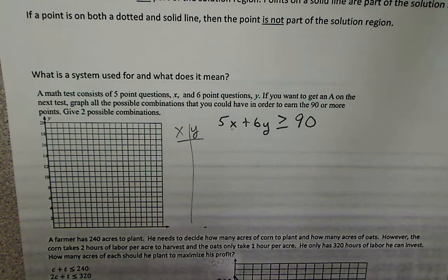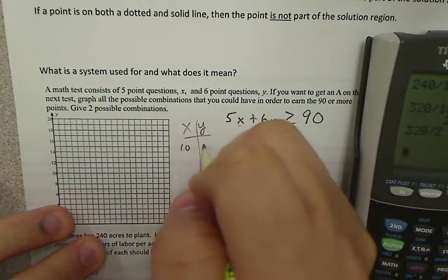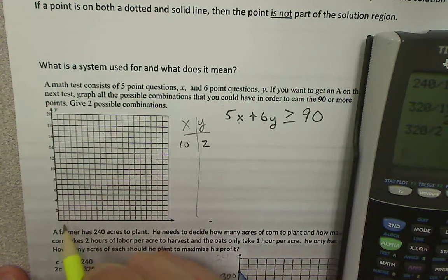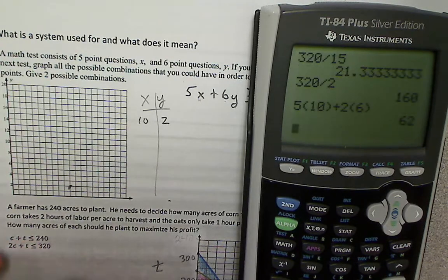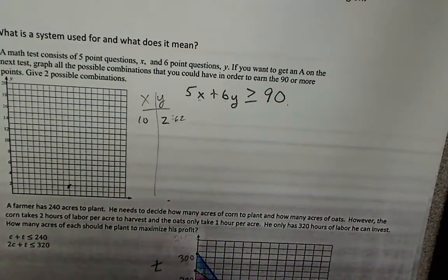Okay. So if you want to, you could guess and check and say, okay, well, let's just say I get 10 questions right for this, and I get 2 questions right for this. So 10 questions right, 1, 2, 3, 4, 5, 6, 7, 8, 9, 10, and 2 questions. So that point right there is the point I'm looking at. Well, if I do that, then 10 times 5 plus 2 times 6 means that I only have a 62. And that combination would not be enough to give me my 90.